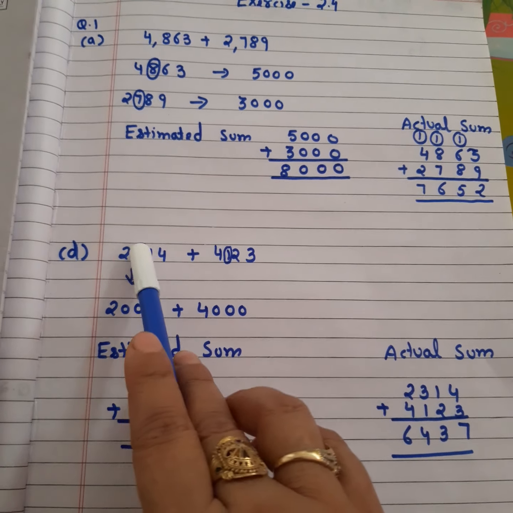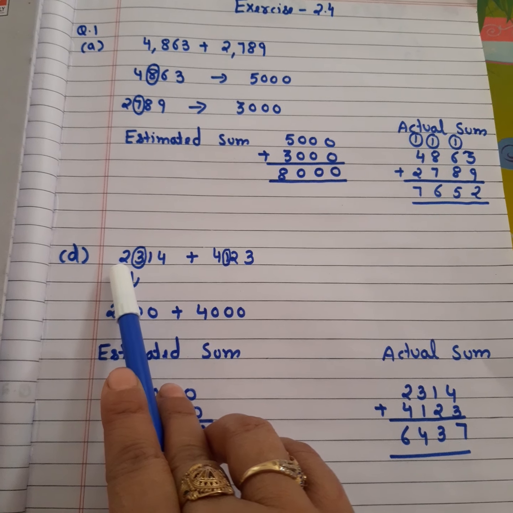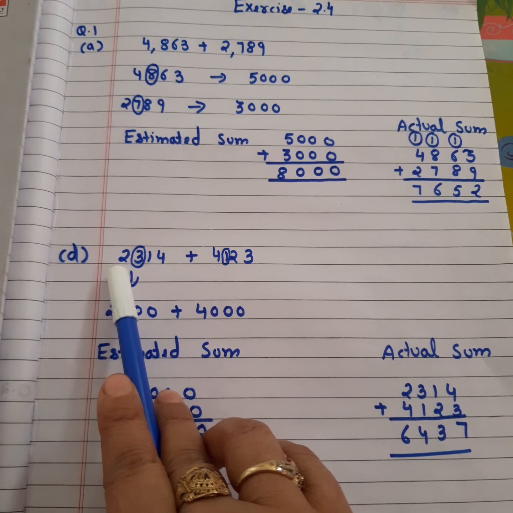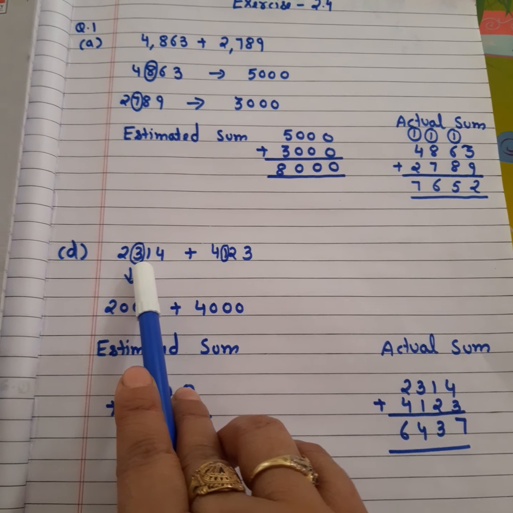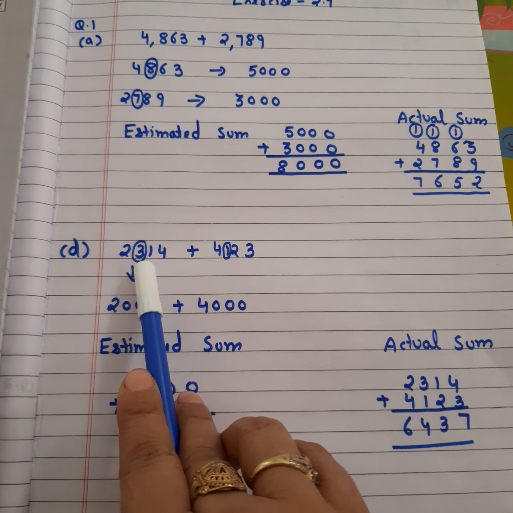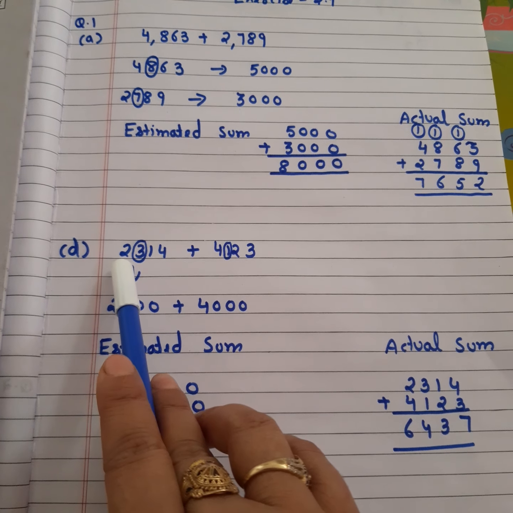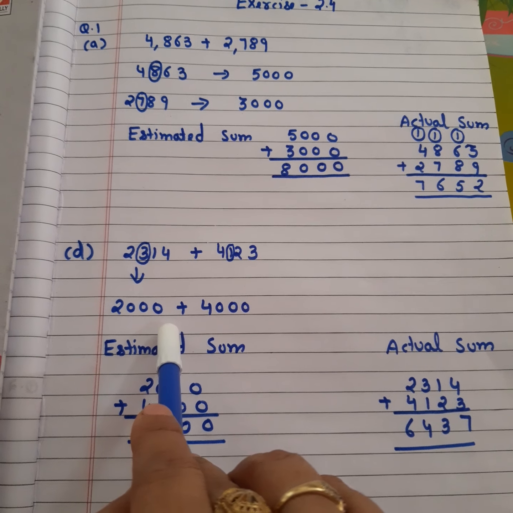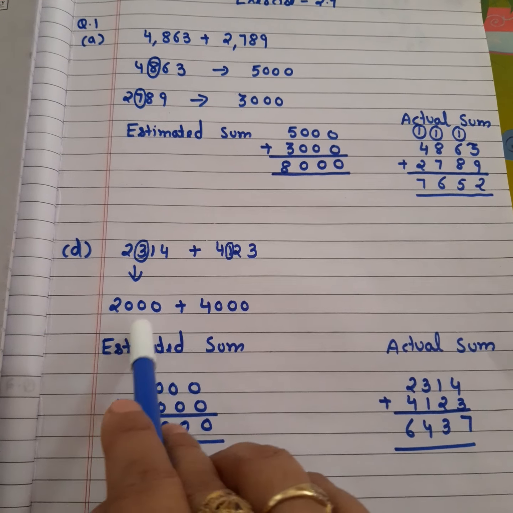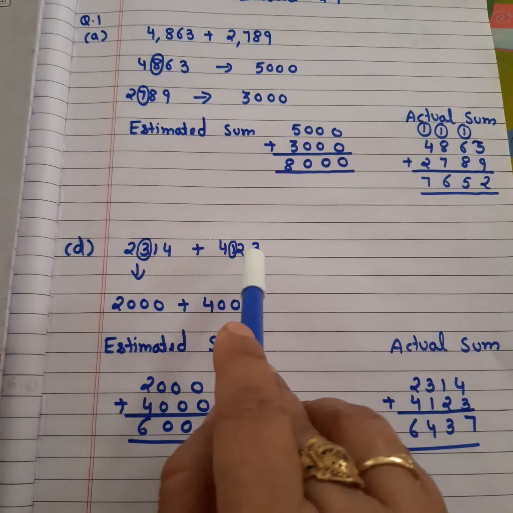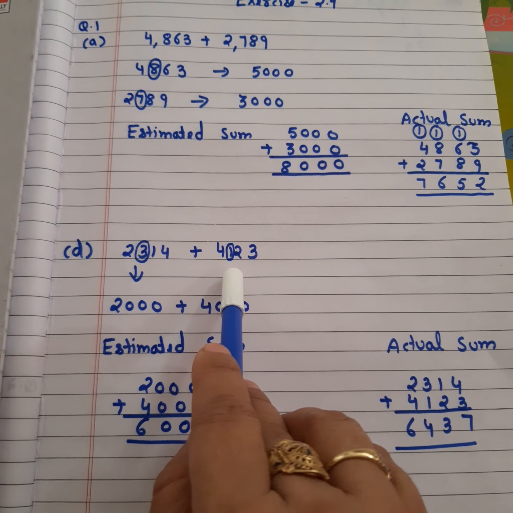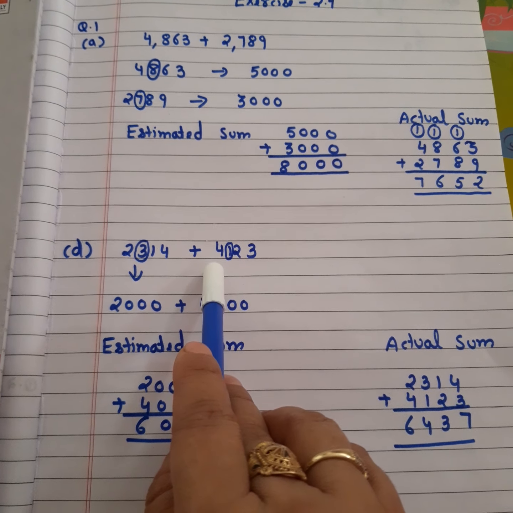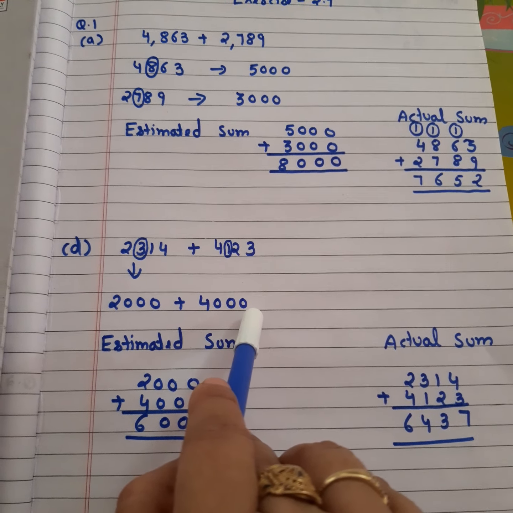Okay, so here the highest place value is thousands, so I have to check my hundreds place. Here at the hundreds place, I have 3. So 2 will stay as it is because 3 is less than 5, and the rest of the places will become 0. So that is equal to 2000. Same here, at the hundreds place the number is 1, that is less than 5, so the thousands place will stay as it is and the rest of the places will become 0.